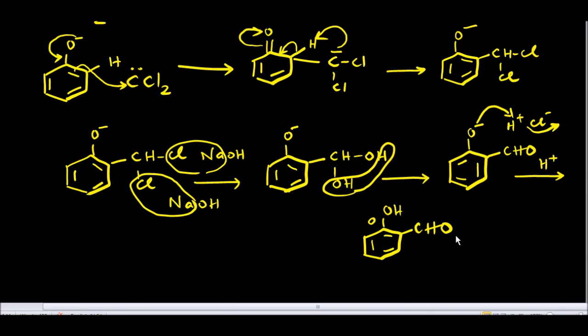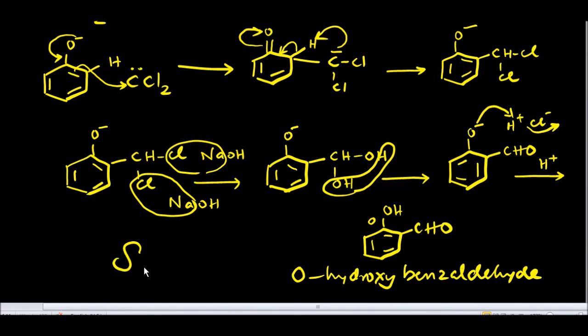Yes, in this particular product, the ortho position is containing a hydroxy group and hence it is called orthohydroxybenzaldehyde. Orthohydroxybenzaldehyde is also called salicylaldehyde. So it's the final product. It is the major product expected, the ortho product, and the minor product is the para product, para hydroxybenzaldehyde.